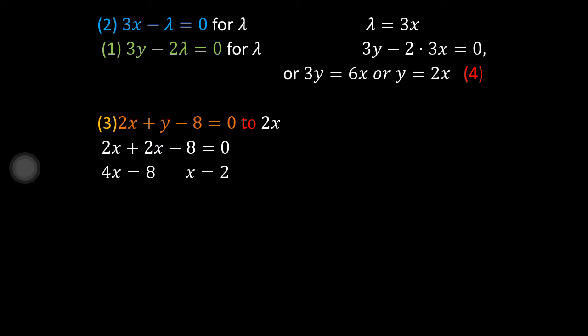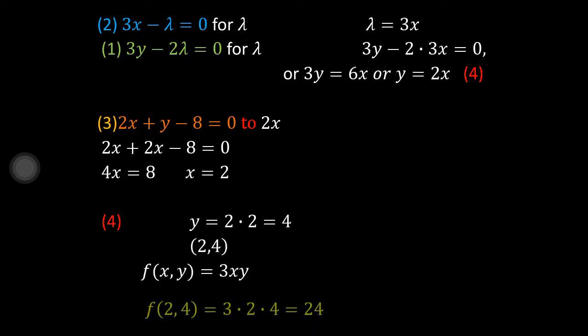Para makuha naman natin yung value ng y natin, substitute lang natin yung value ng x na nakuha natin sa equation 4. So, y is equal to 2 multiplied to 2 is equal to 4. So, the maximum value of the function subject to the constraint occurs at 2 and 4. So, substitute natin sa original function, 3xy. So, 3 times 2 times 4 is equal now to 24.